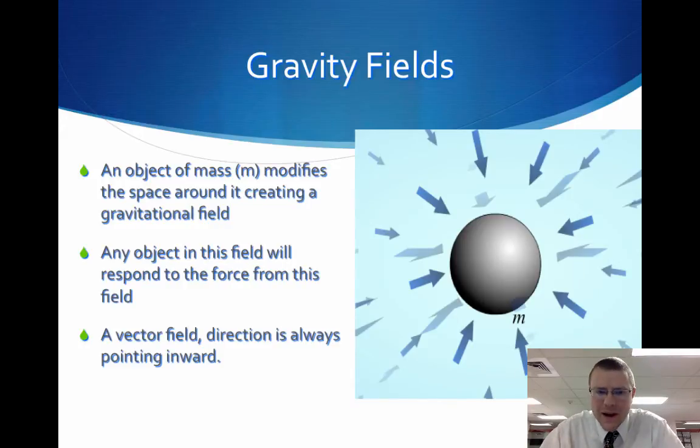So for masses, the gravitational field is always pulling inwards. It's always an inward pulling force, so it's always directed towards the center. No matter which part of the sphere you're looking at, it's always pointing in that direction.